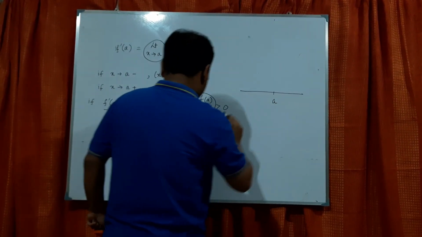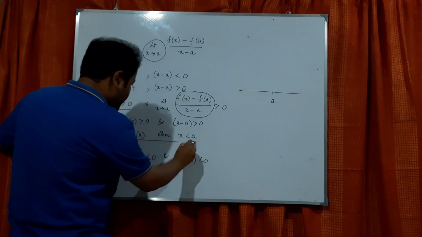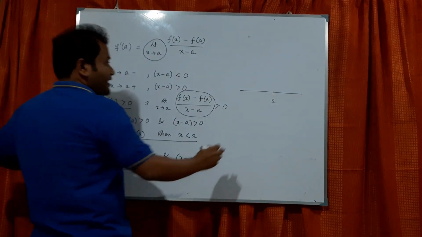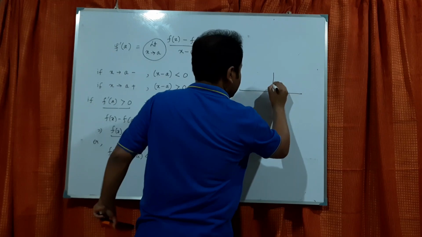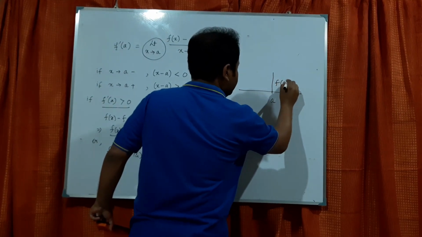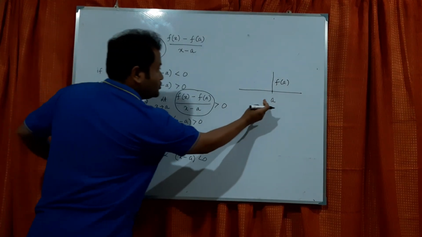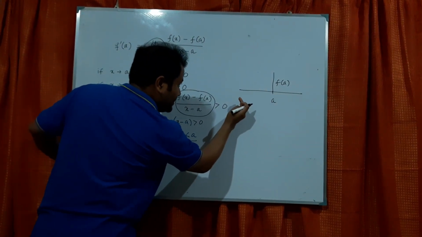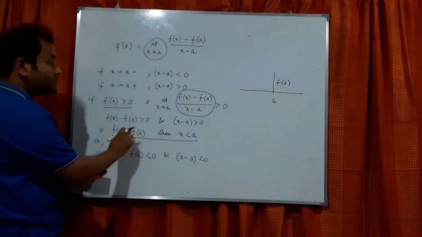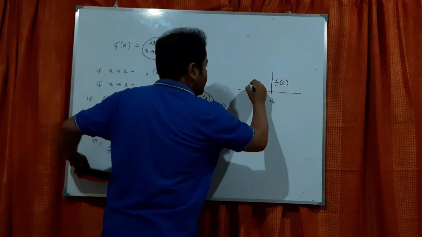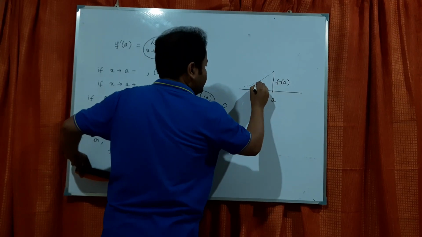If this is a point, so I am writing this condition on the graph. I try to plot. So this is a, this is f(a). Okay, now what is given: when x is less than a, so when x is on the left-hand side of a, then the value of f(x) will be less than f of a. So f(x) may be something like this.